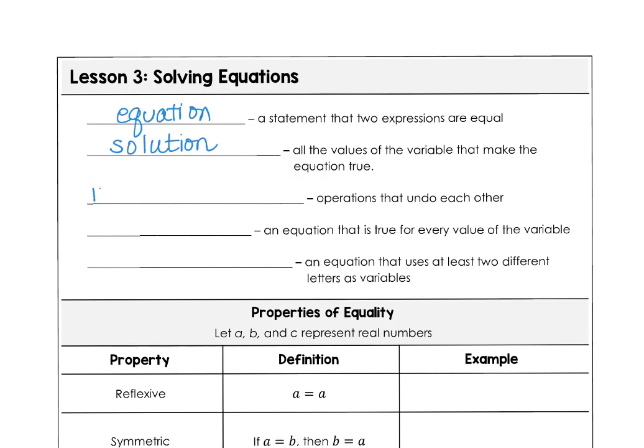And when you want to undo operations, those are called inverse operations, which is the easy method for solving equations. We're just going to do the opposite of what's being done. And when an equation is true for every value of the variable, that's known as an identity.